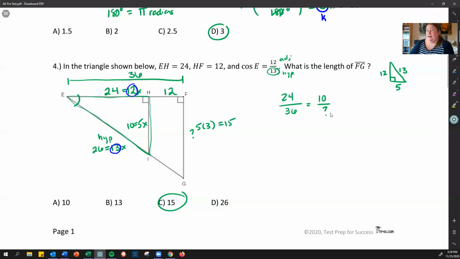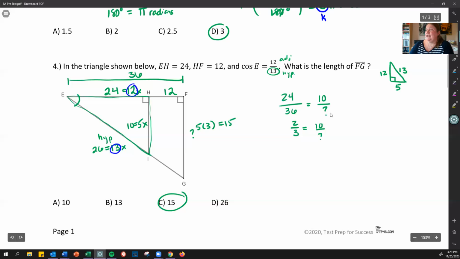You can solve that by cross multiplication. I actually found an easier way to do it in my head, but if you have a calculator, go ahead and cross multiply to solve for this variable. What I did was I reduced this fraction. 24 over 36, they're both divisible by 12. That's 2 over 3 equals 10 over what?